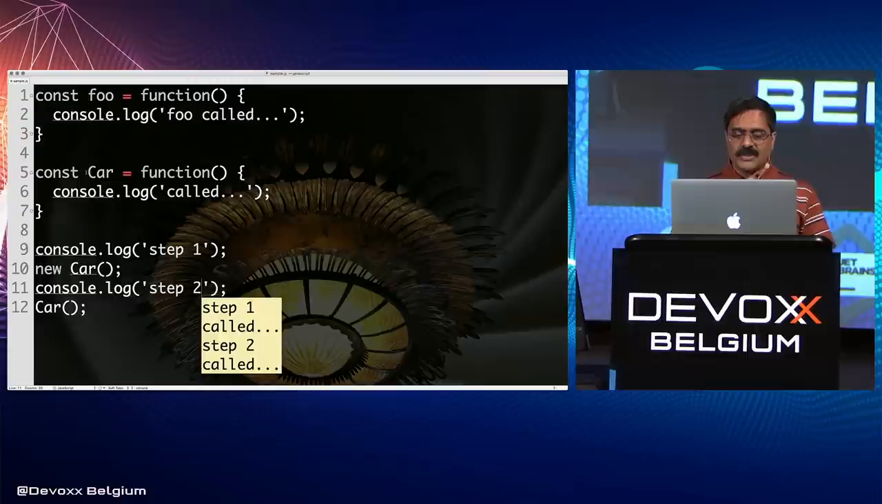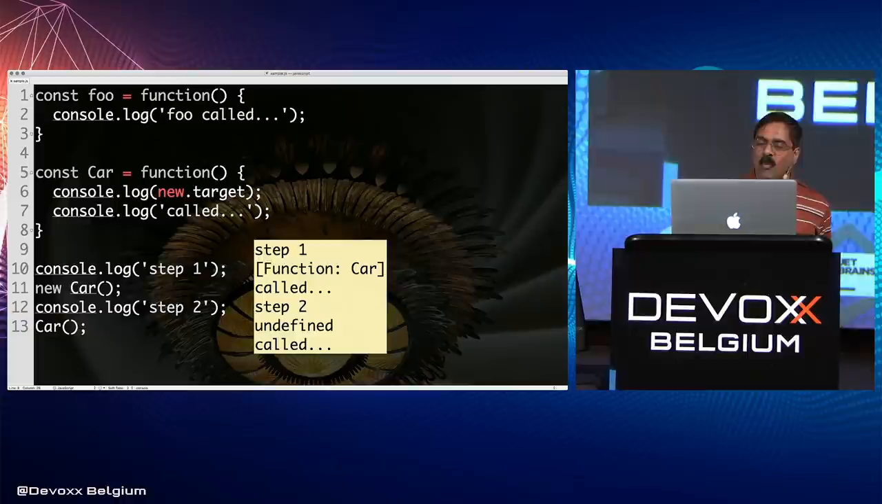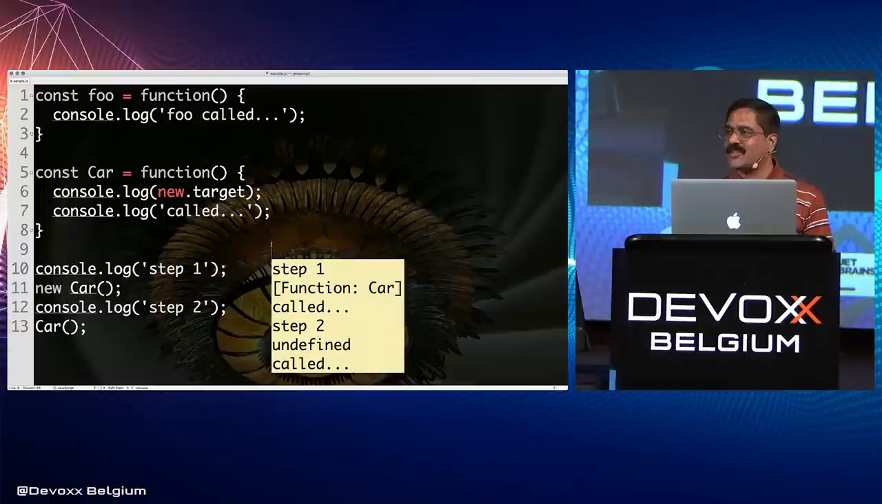But I go back into this class and I print out over here new.target. And when I run this code, notice in the step one, it says right there step one, and it says function car. In the second one, it says undefined. What in the world is happening here? Well, it turns out it is a special feature called new.target, where the new.target is really available when you invoke it as a constructor, but when you invoke it as a regular function, the new.target doesn't exist. So if you really wanted to, you could come in here and check for new.target.